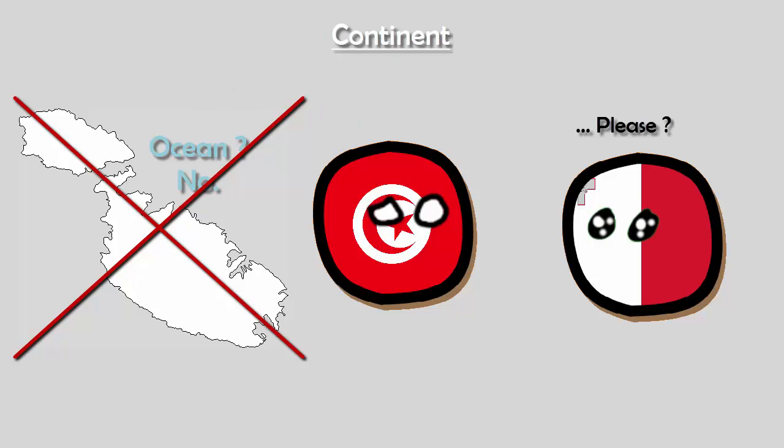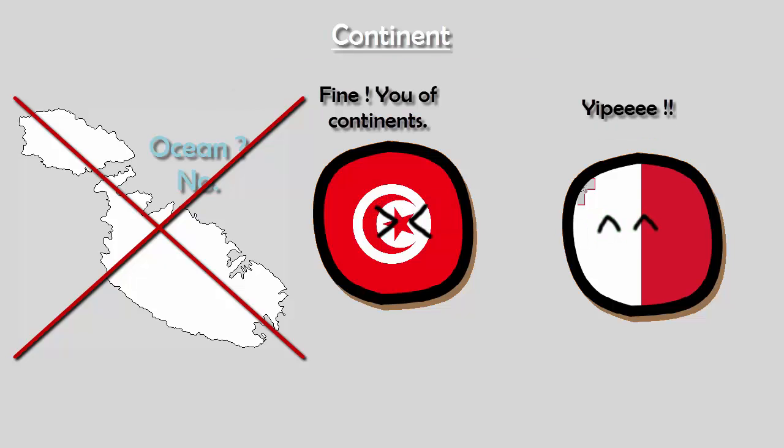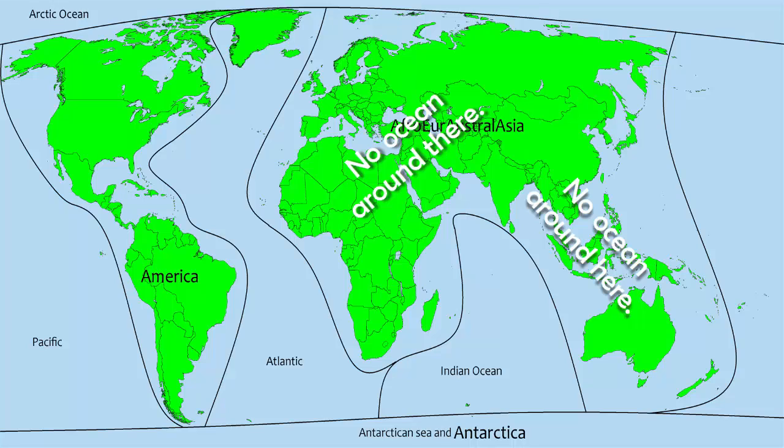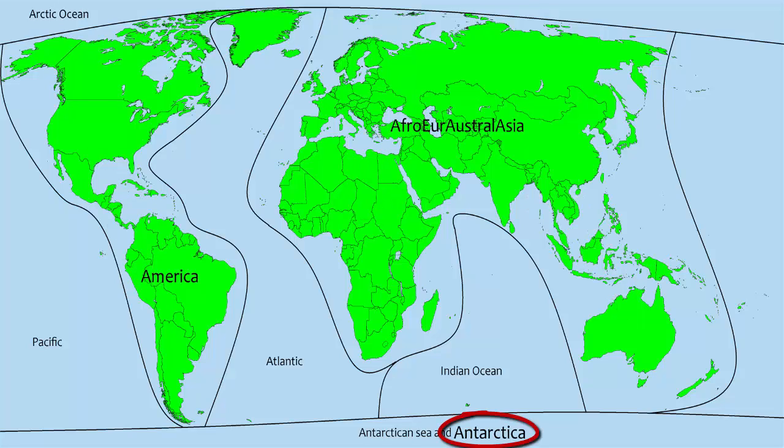Alright, so according to this definition, there are 3 continents in the world: Afro-Euraustralasia, America and Antarctica, right? Well, yeah, since Europe, Asia, Africa and Australia aren't separated by any ocean, nor are the Americas, and finally Antarctica. So that makes 3 island groups and it respects the definition.